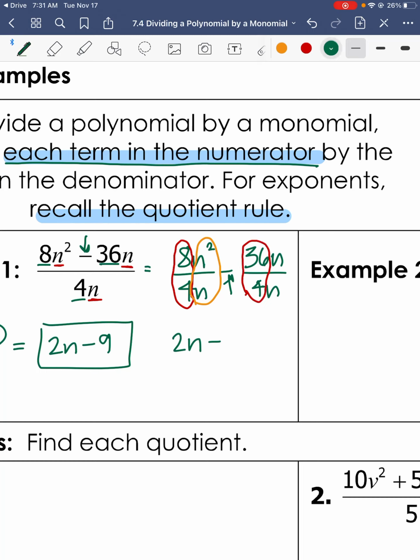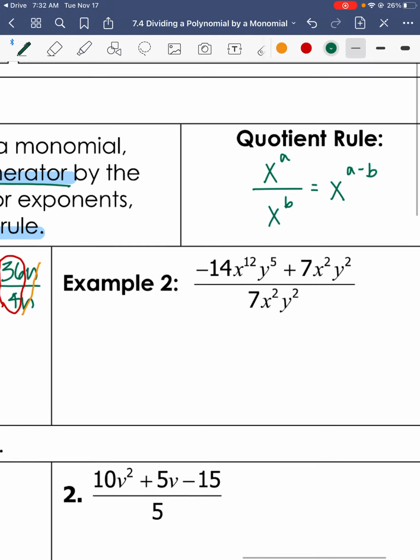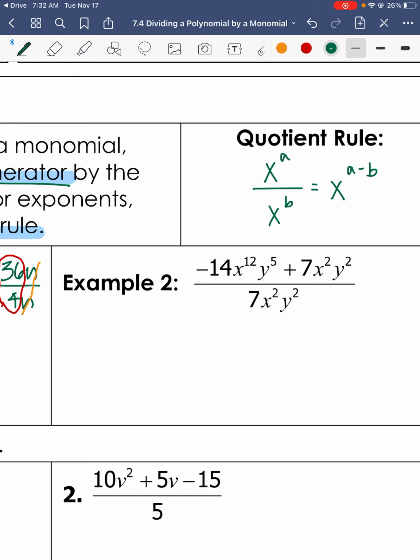And then we can look at this 36 divided by 4. That is equal to 9. And this n over n will just cancel out to 1, and so we won't write it. And so here we'll find we have the same answer. Okay, so that's another way to look at it if you'd like. It does give you an extra step, but maybe it's easier for you to see it that way.